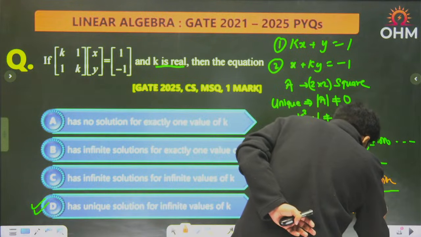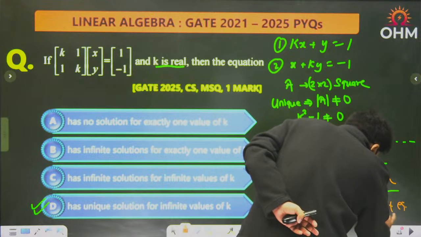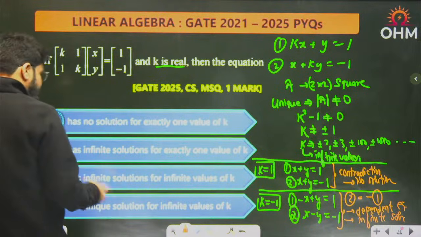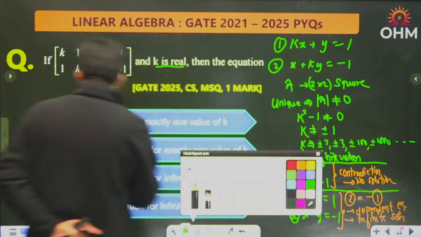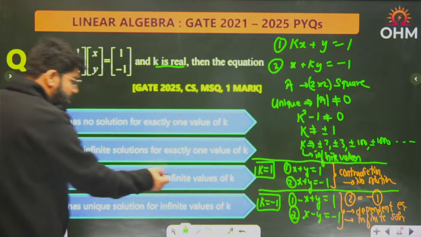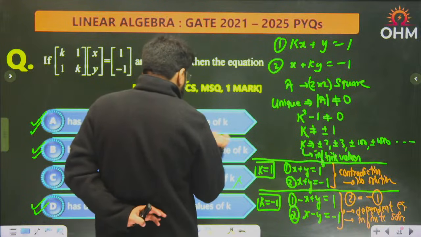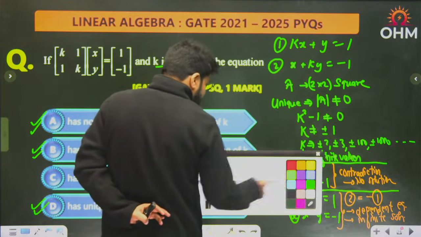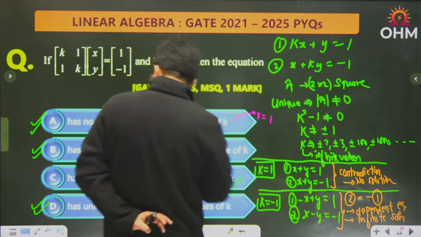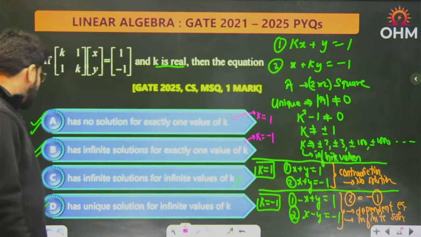So here you have dependency, and dependency in equations is related with infinite solutions. So no solution for only one possible value of k, that is k equal to 1. Infinite solution also for exactly one value of k, that is k equal to minus 1. Infinite solution for infinite values of k, no, this is wrong. C is wrong, ABD. It has no solution for exactly one value of k. What is that one value of k? K equal to 1. It has infinite solution for exactly one value of k. What is that one value of k? Minus 1. Correct answer ABD.